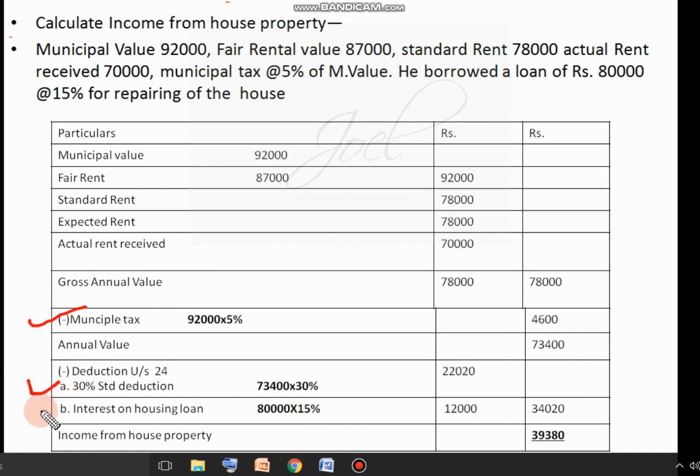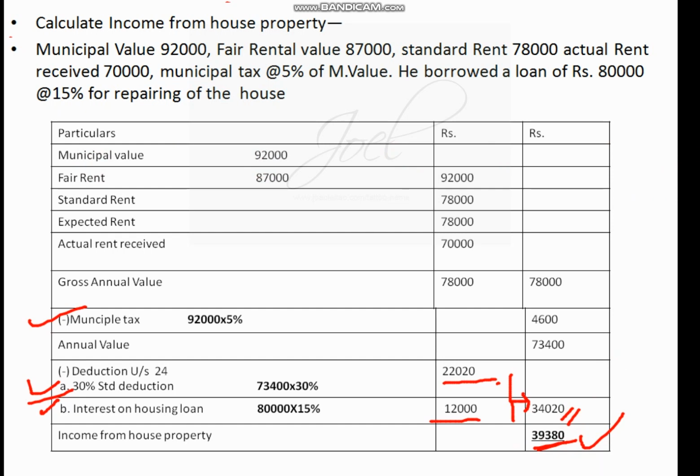From annual value, two deductions are there. We deducted them. One is 22,020. One more is 12,000. So you have to add these two amounts, and you have to deduct it from the annual value. Deduction available is 34,020. So the final answer will be 39,380. Yes, so write down this problem.